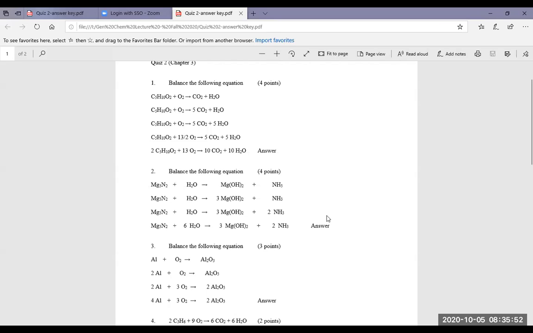And remember, we said that the easiest way to balance the oxygens is to take advantage of having just one element atom there. So we have the O2. For me, I put 13 over 2 to balance the oxygens out. But knowing that I can't have fractional coefficients, I then multiplied each of them by 2. So that gave me 2, 13, 10, and 10 for the coefficients.